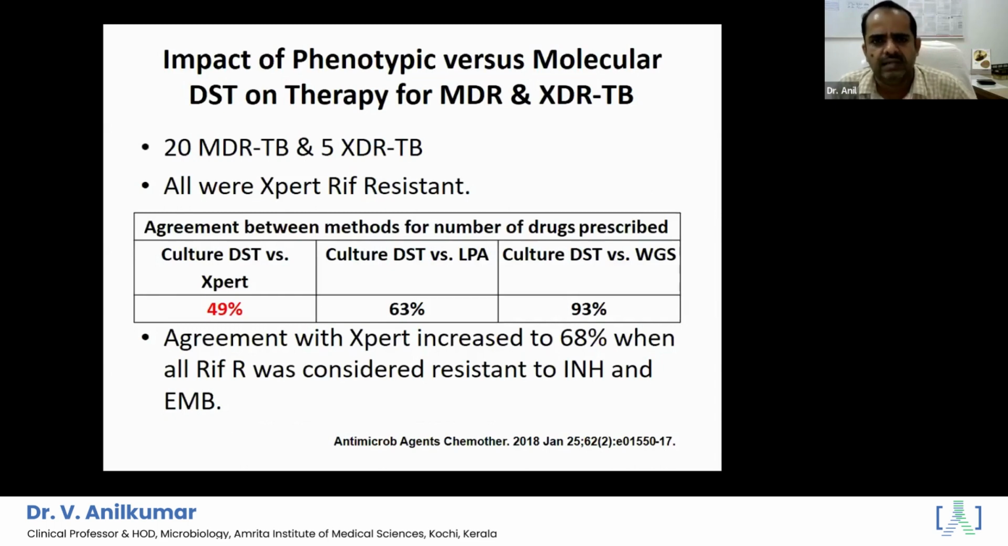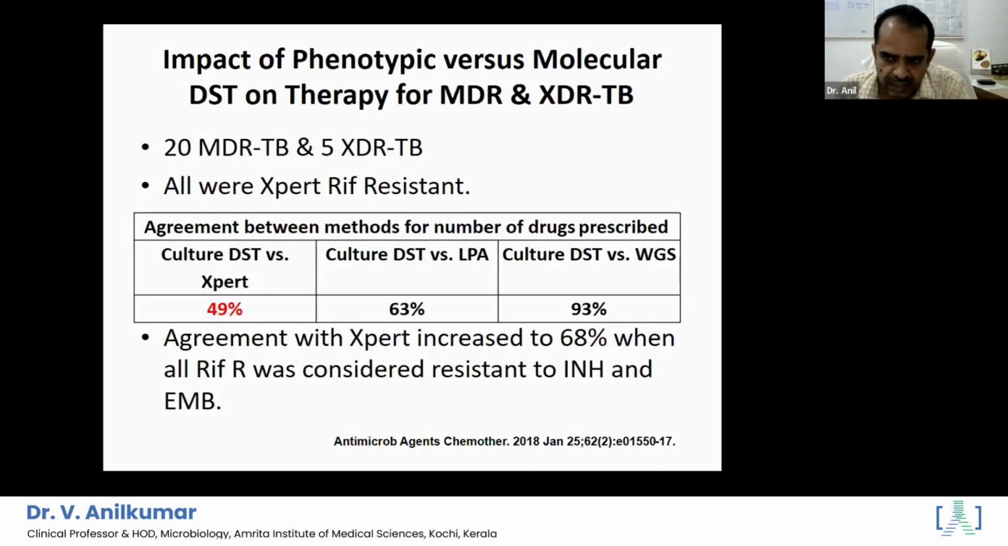So this is an article where they compared 20 MDR and 5 XDR-TBs. They were all rifampicin resistant by Xpert, GeneXpert. So they did line probe assay, they did phenotypic DST, they did an Xpert, and they compared everything, and they did the whole genome sequencing and compared the agreement between each other. When they compared the culture DST with the Xpert rifampicin resistance, considering rifampicin only resistant, the agreement was only 49%. But if you by default consider all rifampicin resistant isolates as resistant to INH also, the agreement increased to 68%.